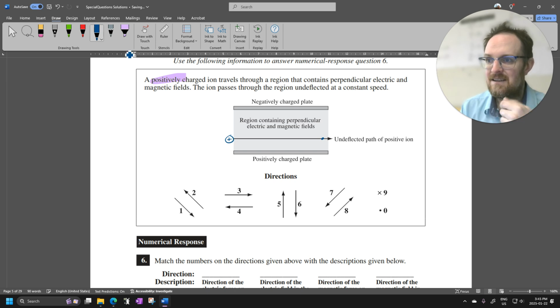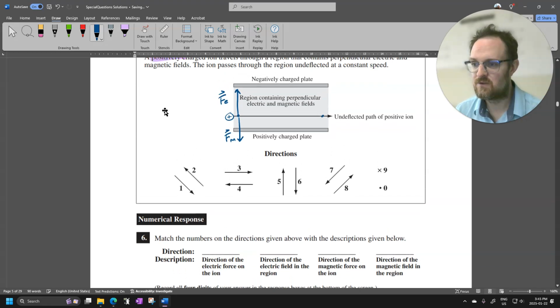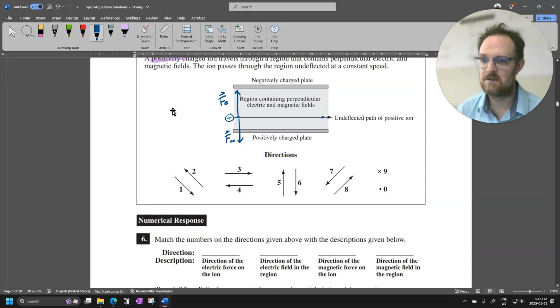So based on that, there's a force pulling it upwards. A positive and negative are going to attract each other. So that means it must be the electric force. And if it's being undeflected, that means the magnetic force must be going the other way. Just the way it is. All right? So let's basically see what it says. Direction of the electric force upwards. So that is 5.